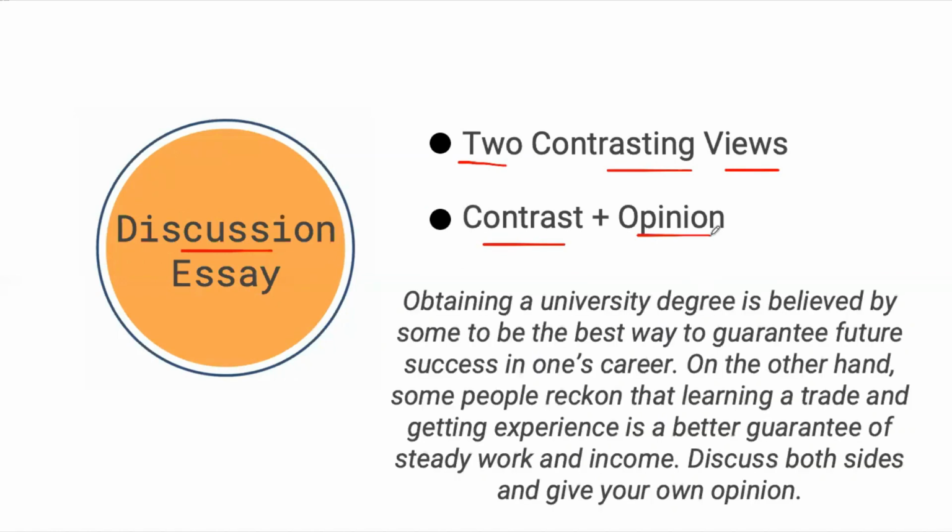Let's look at a prompt. Obtaining a university degree is believed by some to be the best way to guarantee future success in one's career. On the other hand, this is the connective with the contrasting view, some people reckon that learning a trade and getting experience is a better guarantee of steady work and income. Discuss both sides and give your own opinion.